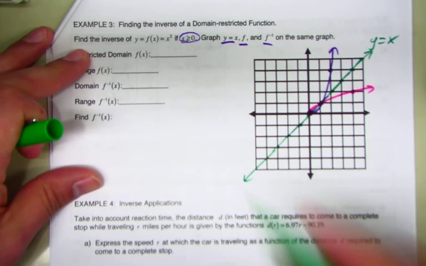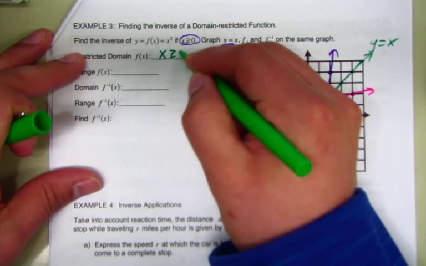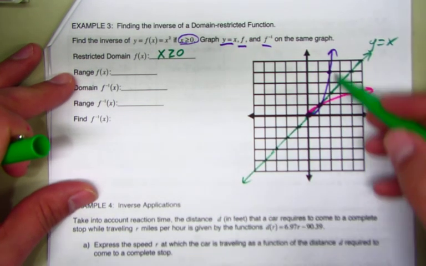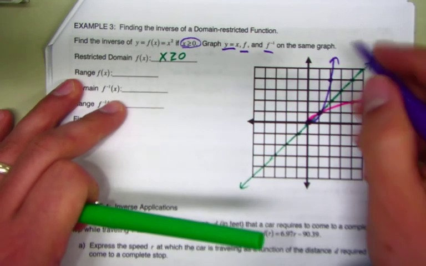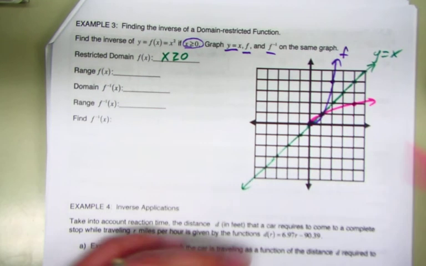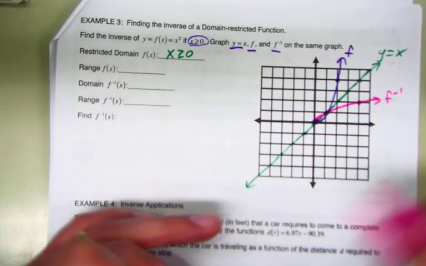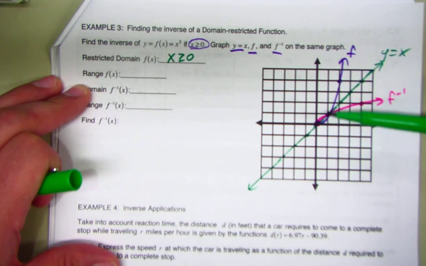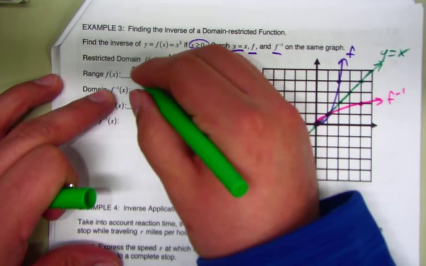The restricted domain, well, they gave it to me right there. It's x is greater than or equal to 0. If I look at the graphs, the purple graph is f. The pink graph is the inverse. Okay? The range for the purple graph, that's the y values. The lowest y value is 0, and then we go to infinity.